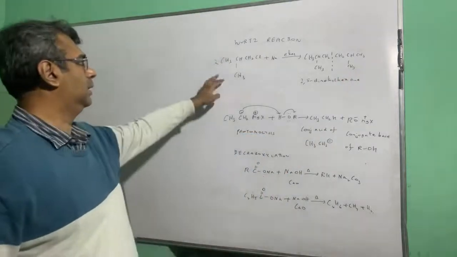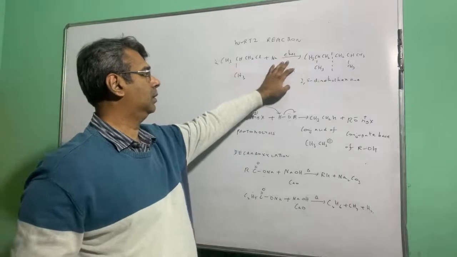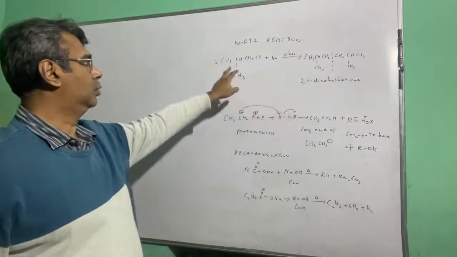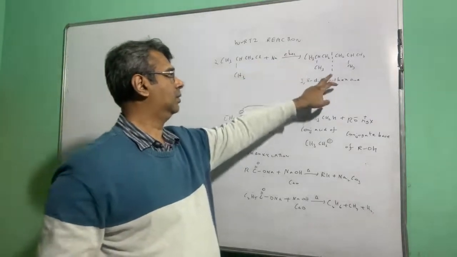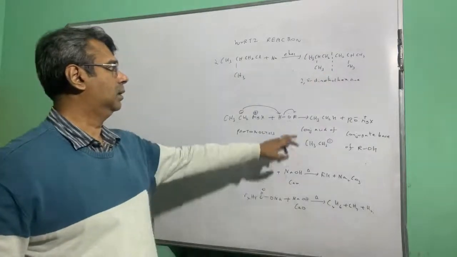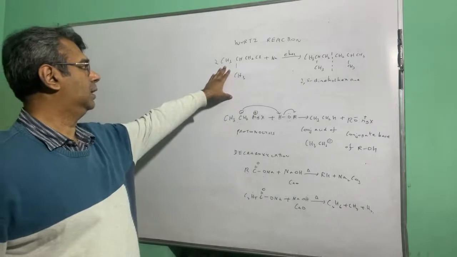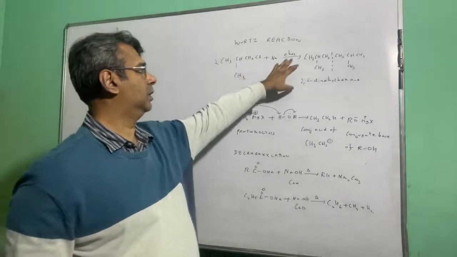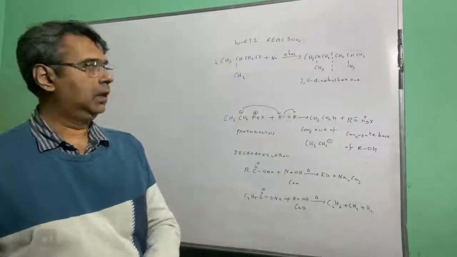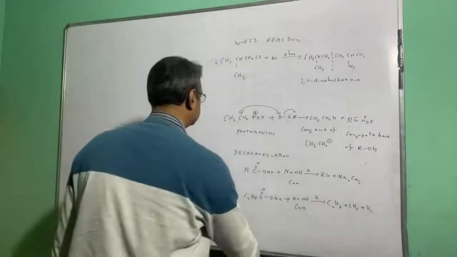So this is the alkyl halide plus sodium in ether, and two molecules of this alkyl halide will give a symmetrical alkane. So this is 2,5-dimethylhexane. So this is the alkyl halide. Two molecules of this with sodium in ether is giving 2,5-dimethylhexane.